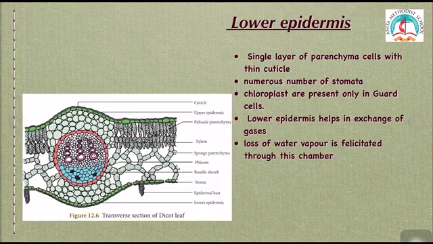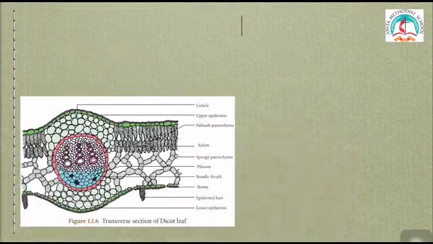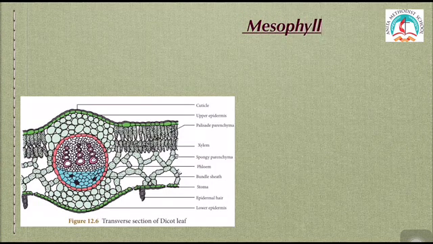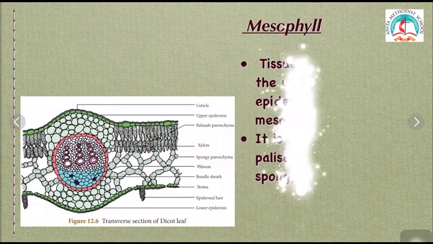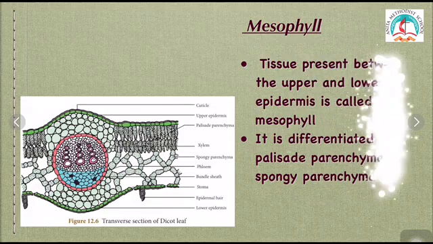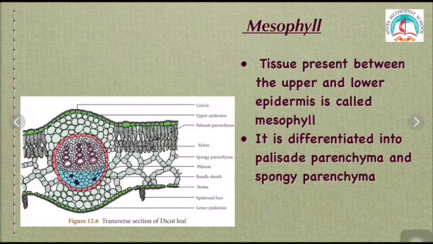The next structure is mesophyll. The tissue present between the upper and lower epidermis is called mesophyll. It is differentiated into palisade parenchyma and spongy parenchyma. You can see this is the upper epidermis and this is the lower epidermis, and this full part is called mesophyll, which is differentiated into palisade parenchyma and spongy parenchyma.